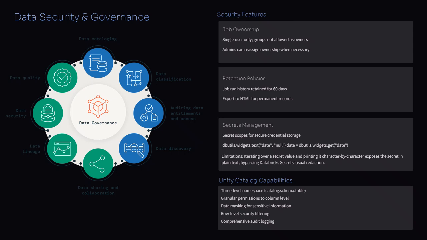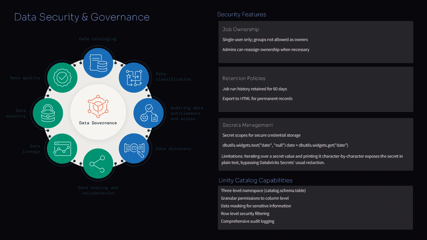In terms of secret management, use secret scopes for secure credential storage. For example, you can use widgets like dbutils.widgets.text and retrieve values with dbutils.widgets.get. Be aware of limitations. For example, iterating over a secret value and printing it character by character exposes the secret in plain text, bypassing Databricks secrets' usual redaction, so avoid this practice.